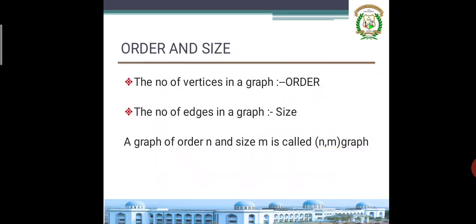I was explaining order and size. What is an order? The number of vertices in a graph is known as the order of the graph. How many vertices are there? That is the order of a graph. The number of edges in a graph is the size of a graph. A graph of order n and size m is called an (n, m) graph.